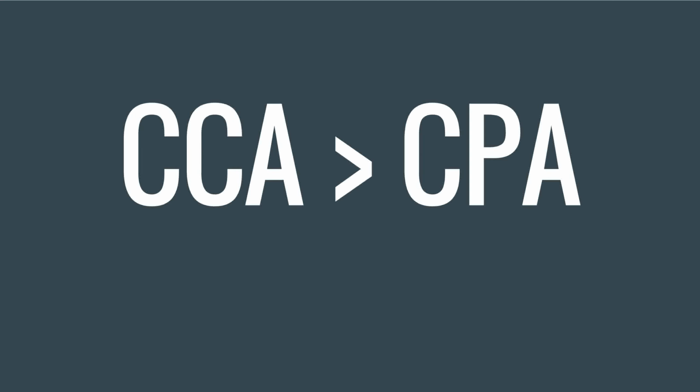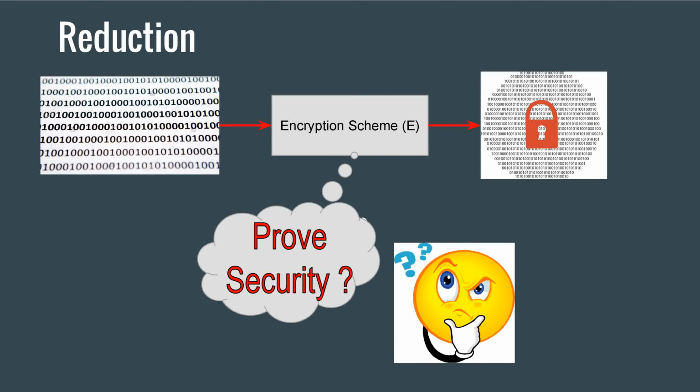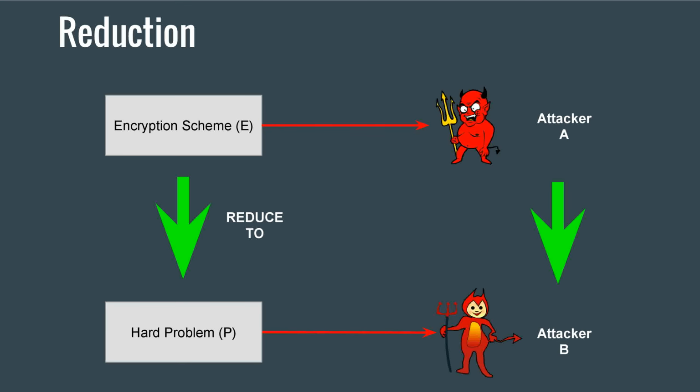All in all, in CCA security, the adversary is also given the power to decrypt in addition to the power to encrypt. Thus, CCA security is a stronger form of security and is the most desirable from any encryption scheme. In order to be satisfied that an encryption scheme like E is secure, we need to theoretically prove its security. In order to do this, we reduce the security of the scheme to a hard problem, say P. This reduction says that if an attacker A were to break the encryption scheme E, we could use that attacker to construct another attacker B who can break the hard problem P. But since the problem P is hard, this is quite unlikely.